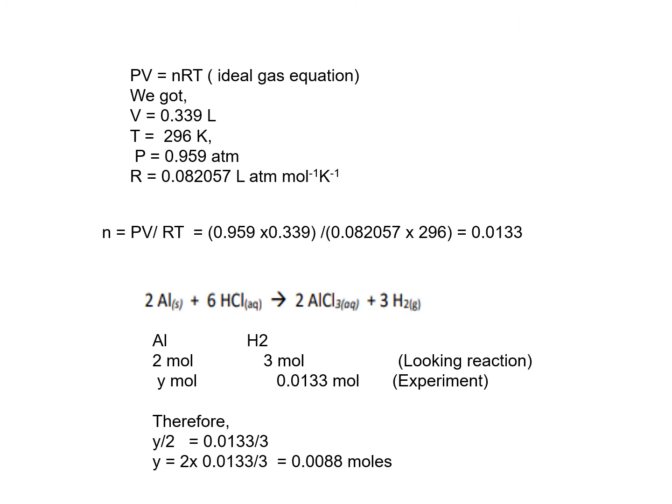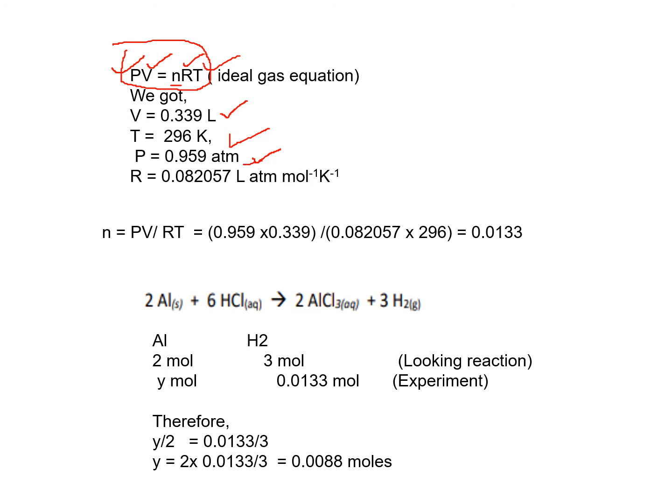Now let's see here. What is our equation? Our equation is PV equals nRT. This is the ideal gas equation. You already got the pressure of the hydrogen gas, and you already got the volume of the hydrogen gas. Now you know the value of the gas constant R, and you know the temperature in Kelvin. You already know everything. We have to calculate the number of moles of hydrogen gas here. The V we already found in the previous slide, so this is 0.339 liter. The temperature was 296 Kelvin, and the pressure was 0.959 atmosphere of hydrogen.